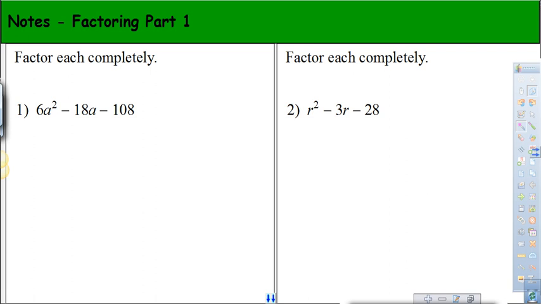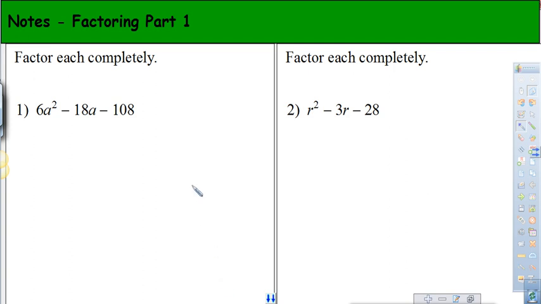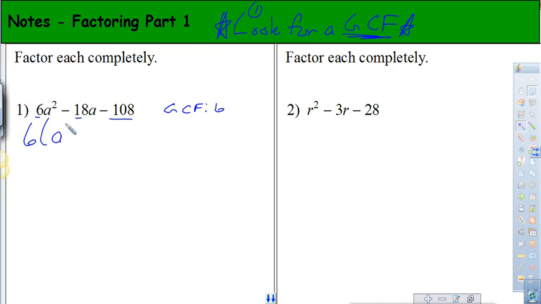So we are in factoring part 1. The first thing that I always want you to do is look for a greatest common factor. That is always the first thing that you are going to do 100% of the time, because it makes your life significantly easier. So for instance, 6, 18, and 108, 6 goes into all of those. So your greatest common factor is 6. So we can take that out of there, which leaves us with a squared minus 3a plus 18.